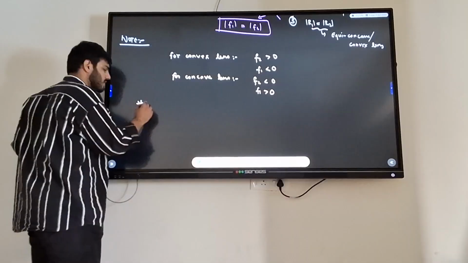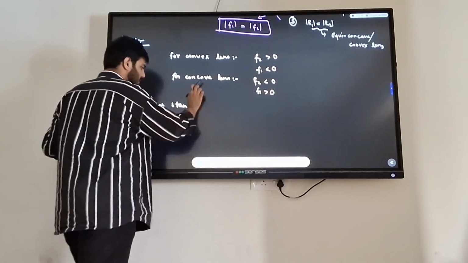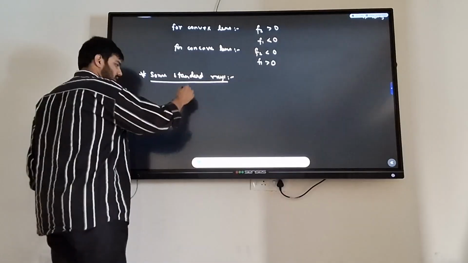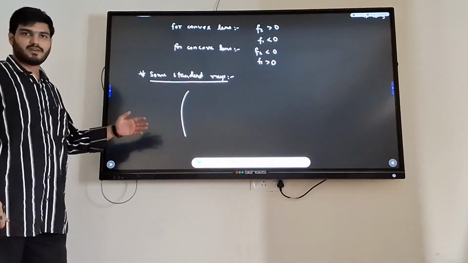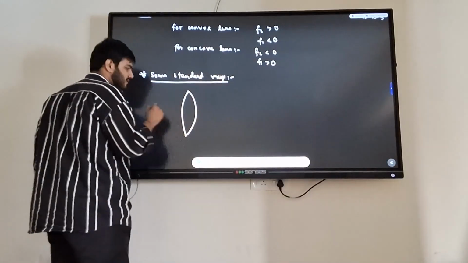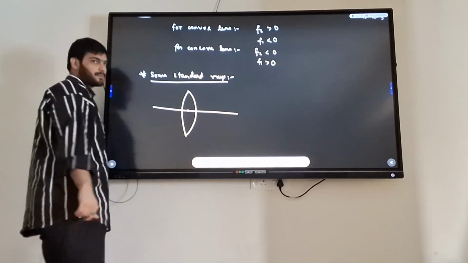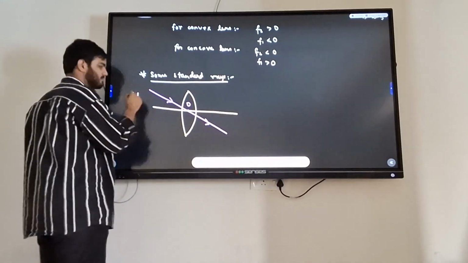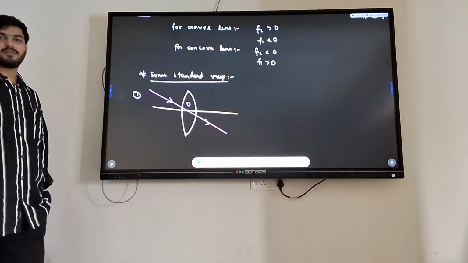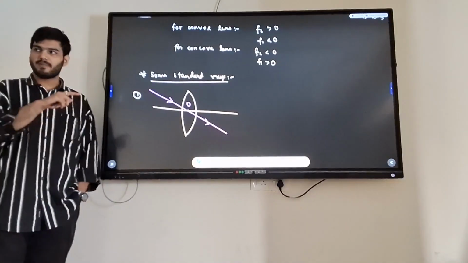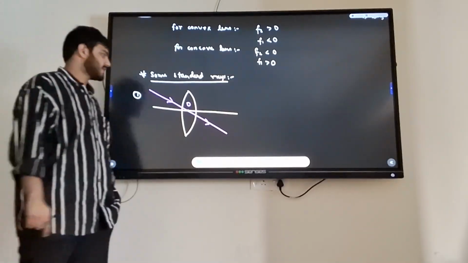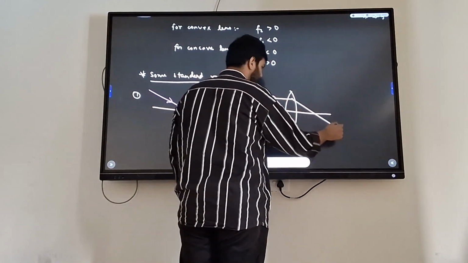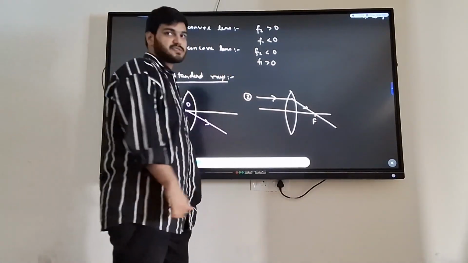So, some standard rays. Again, I am going to talk only for convex, but all of it also occurs for concave and everything else. If your ray is passing through optical center O, then it passes without any deviation. It passes undeviated. If you remember previously for mirrors, it was center of curvature, for which if your ray passes, then it goes undeviated. Now it's optical center. If your rays are coming from infinity, then they pass through focus.